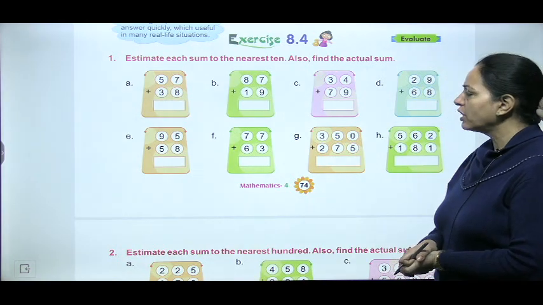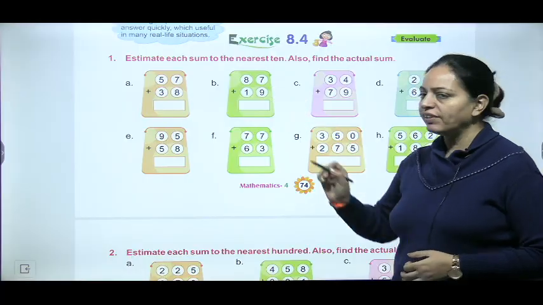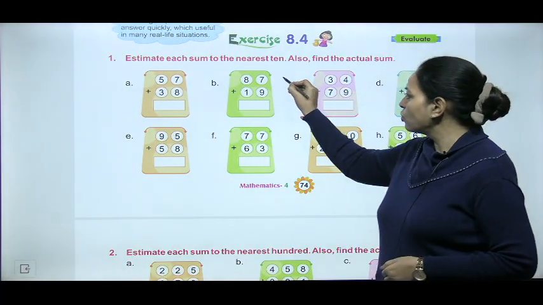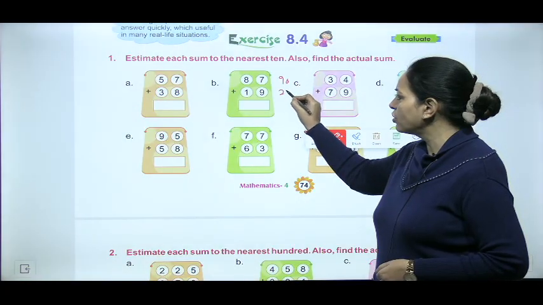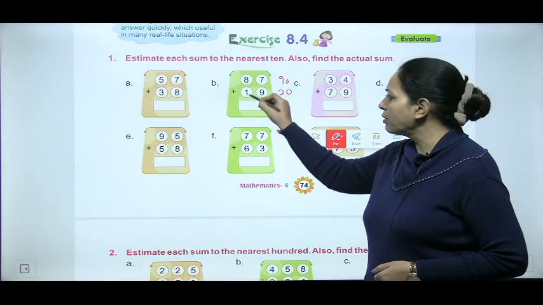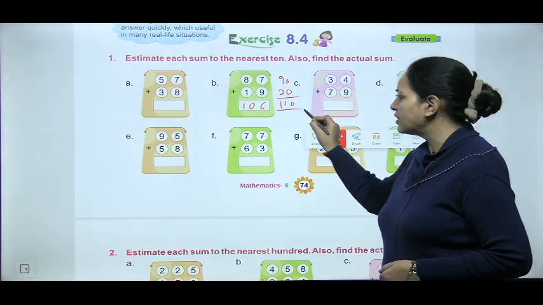Now exercise 8.4 question number 1. Estimate each sum to the nearest 10. Also find the actual sum, like B part 87 and 19. So nearest 10, 87 is nearer to 90 and 19 is nearer to 20. So find the actual sum. Actual sum is 106 and estimated is 110.